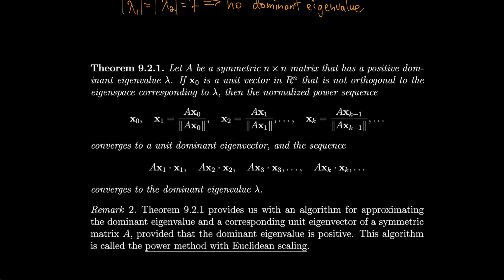So what this does is it provides us with an algorithm for approximating the dominant eigenvalue and a corresponding unit eigenvector of a symmetric matrix A, provided the dominant eigenvalue is positive. This algorithm is called the power method with Euclidean scaling. Basically, start with x0, multiply by A, and divide by length to get x1, and then plug in x1 to get x2, and so on. That's our algorithm.